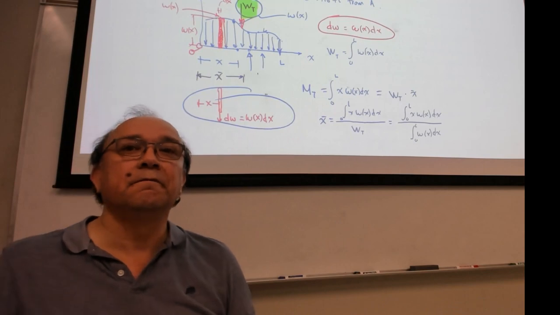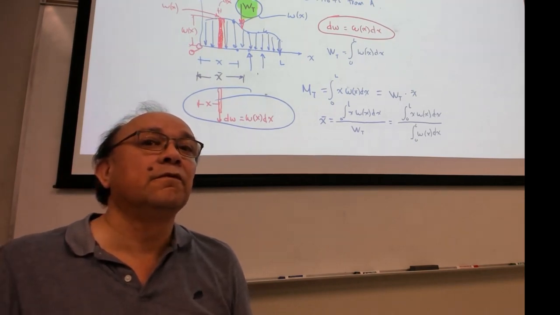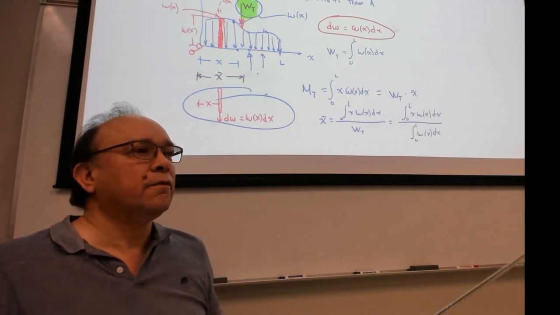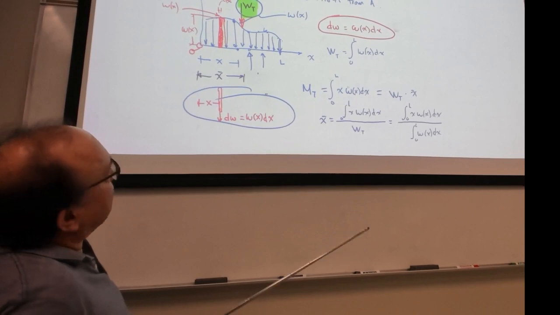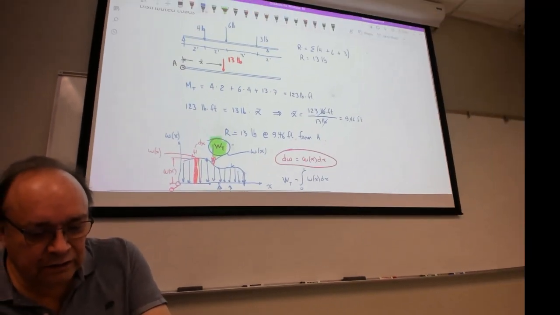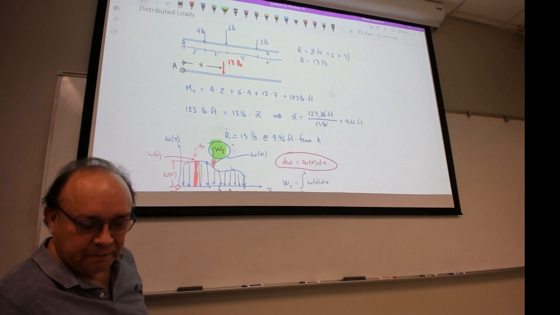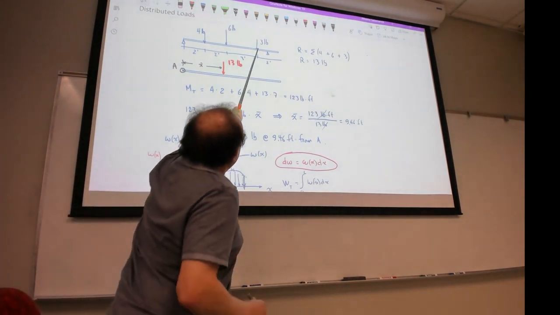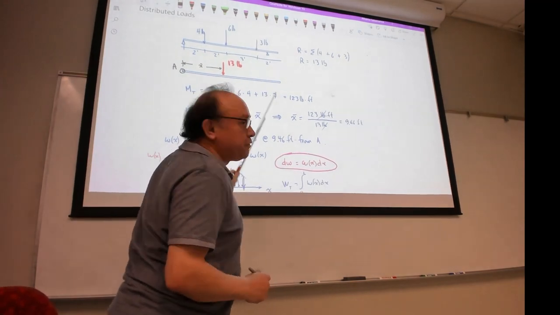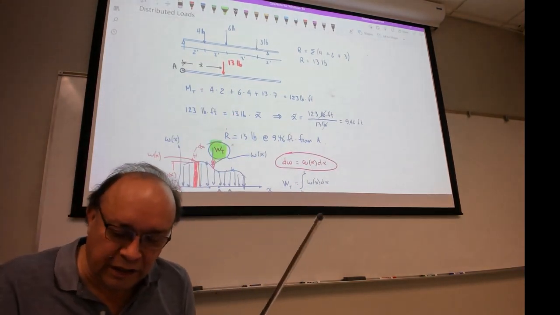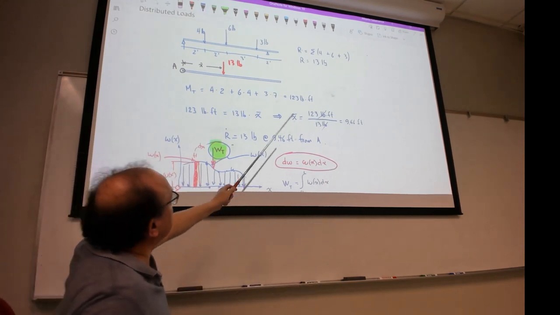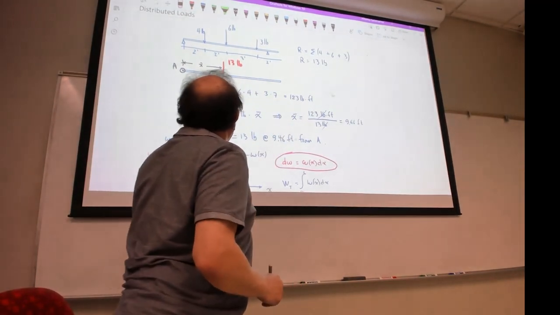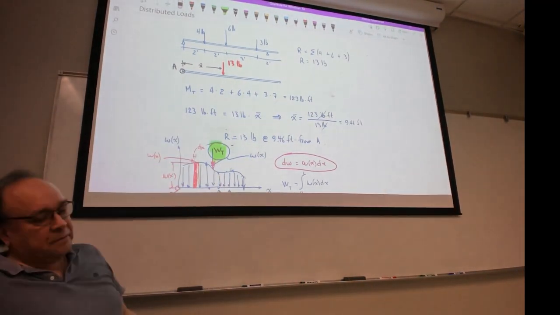Yes? I think the 13 in the first part is supposed to be 3 times 7. Oh, you're talking about the problem up here? We made a mistake there? Yes, you're right, this is 3. Sorry about that. Yeah, that's a 3. The total load is 13. That one here goes 13. You're right.